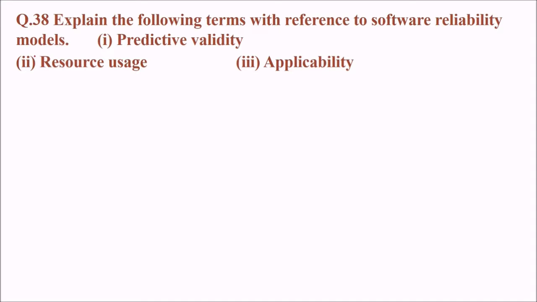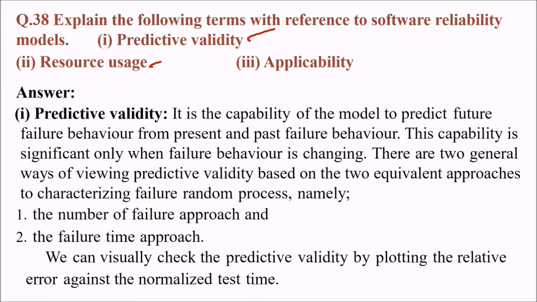1000. Explain the following terms with reference to the software reliability model: the predictive validity, the resource usage, and the applicability. Software reliability is very important as far as your software is concerned.